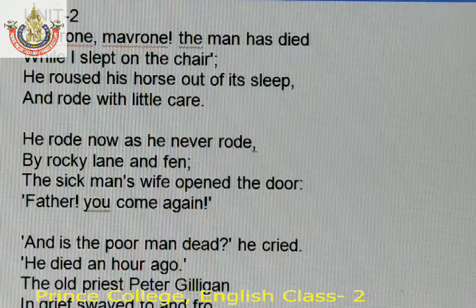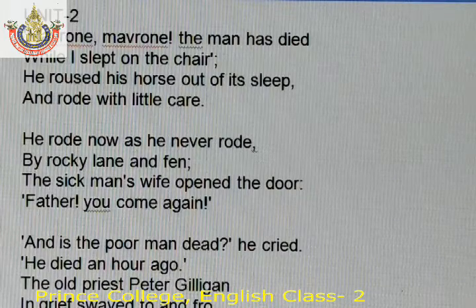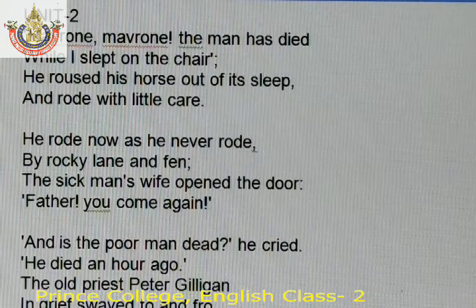The old priest Peter Gilligan in grief swayed to and fro. He died an hour ago. Swayed means move unsteadily from side to side. And fro, that means going backward and forward. In grief, he is moving about here and there, which has hurt him deeply.